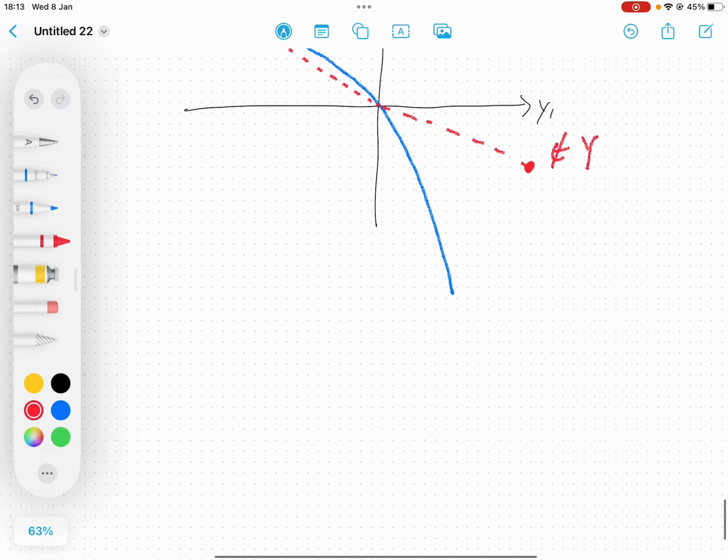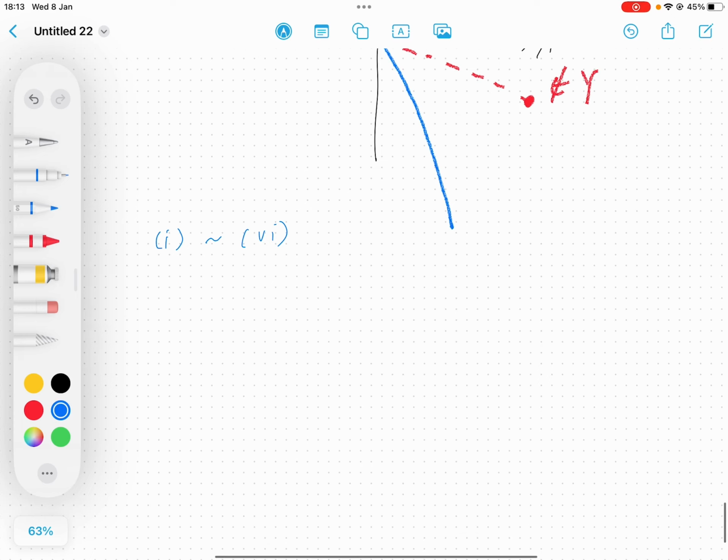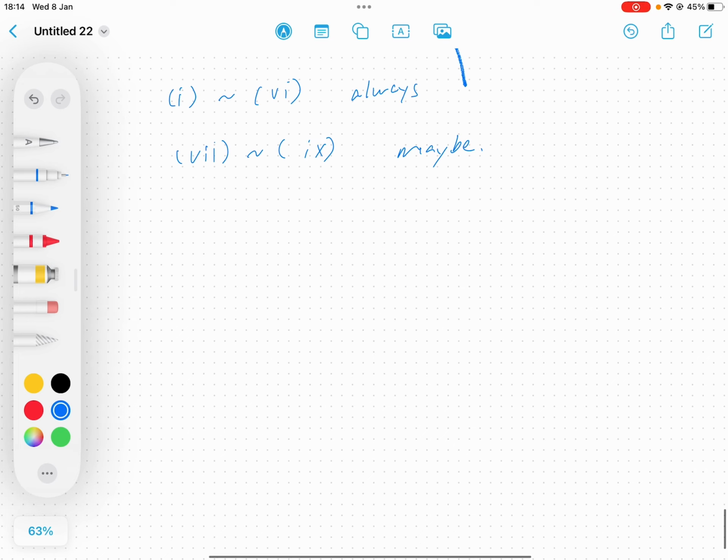All right, so let's continue. Up to here, from 1 up to 6, those are just some normal assumptions that we might see. From 7 up to 9, those three are just some possible assumptions we might have or we might not have. But normally we will have from number 1 up to 6. So those are always there.